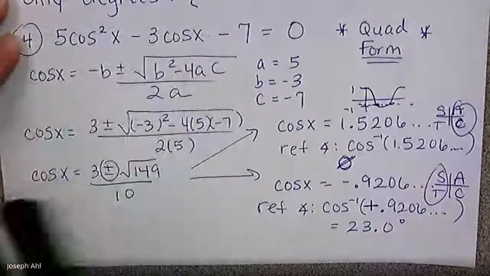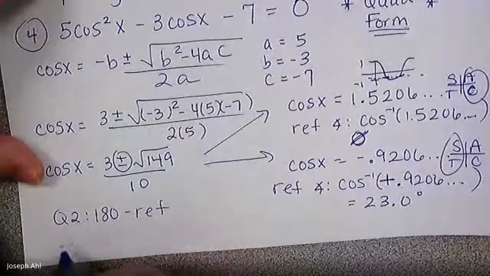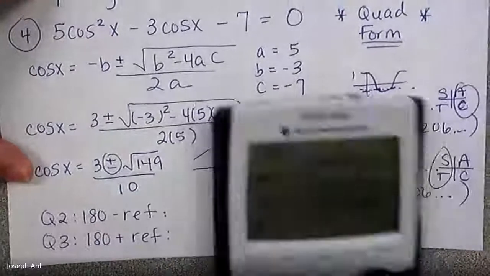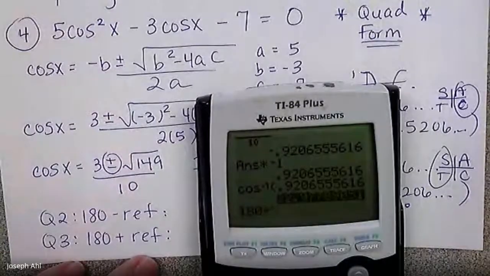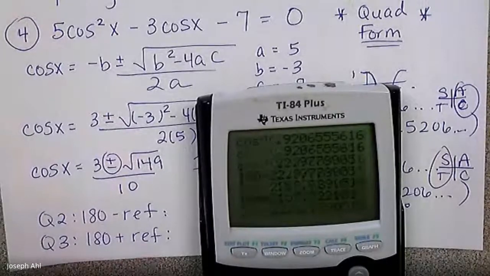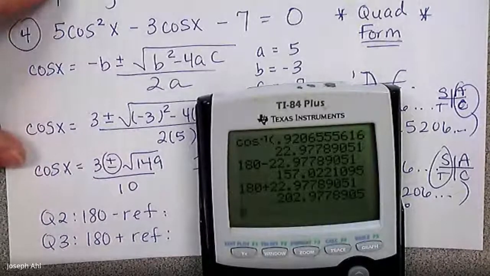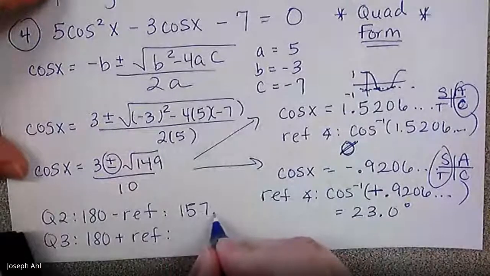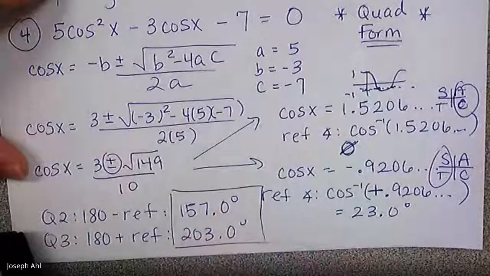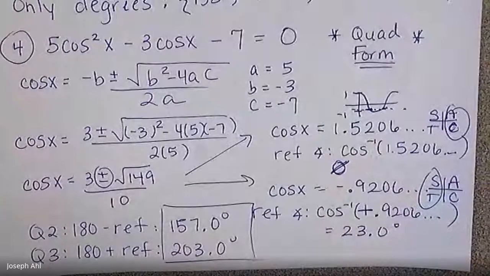I need to put it in quadrant 2 and in quadrant 3. In quadrant 2, it's 180 minus the reference. And in quadrant 3, it's 180 plus. Okay. Last steps here, do 180 minus this reference angle, and then do 180 plus. Go ahead, get that reference again. The 2 answers are 157.0 and 203.0. So 157 and 203.0 degrees. Those are the 2 solutions, and the only 2 solutions, because on this side, we've got that little no solution case that came up.